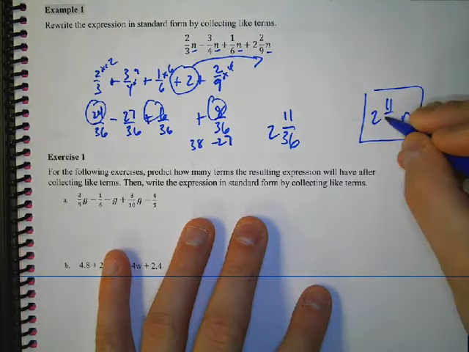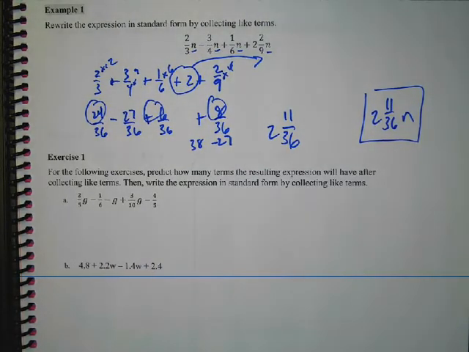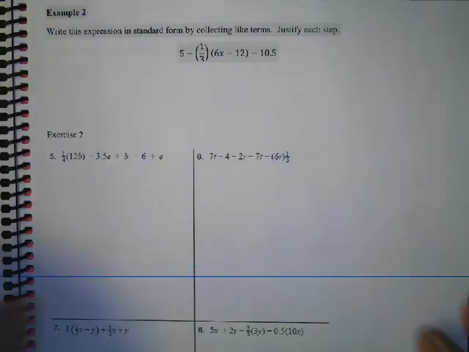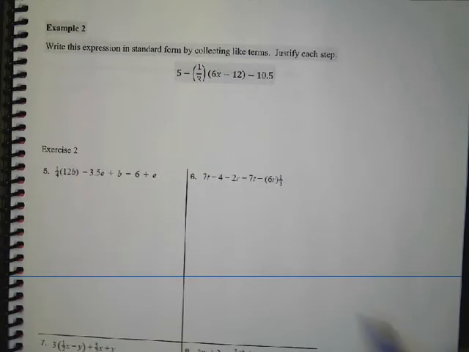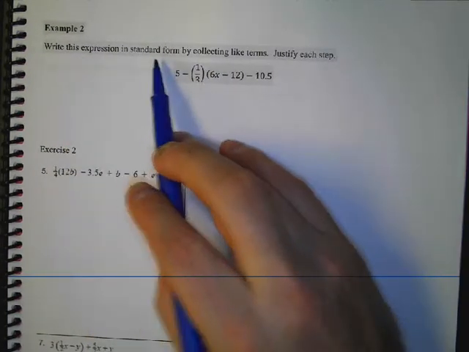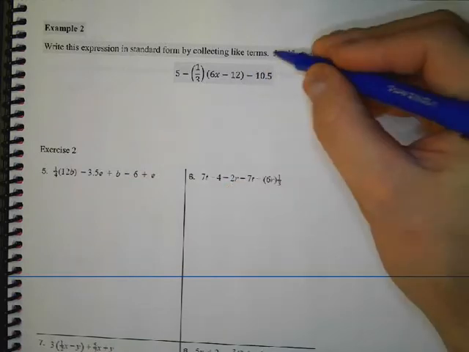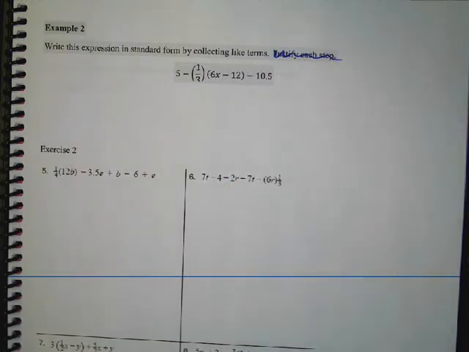Moving on to example number 2. In example number 2, we're going to write this expression in standard form by collecting like terms. And I'm not worried about justifying each step. So the first thing I'm going to do is distribute. What I'm distributing is this 1/3. It's a negative 1/3 actually. So the 5's still there.